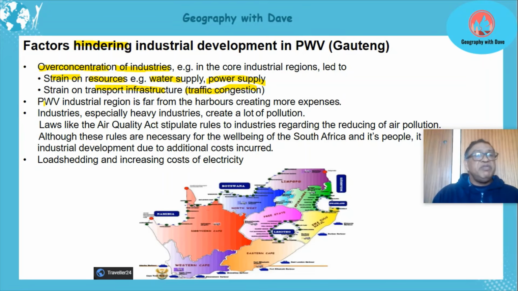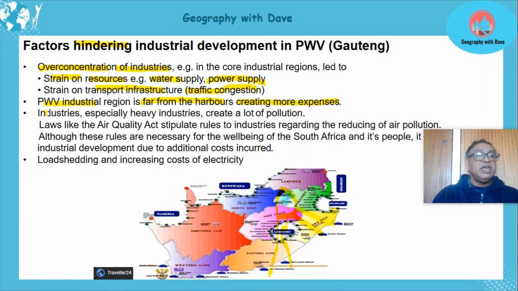The PWV industrial region is far from the harbors, creating more expenses. Now, learners, yes, there is a well-developed transport network leading to harbors like Durban. But if you look at it here, Gauteng, and then you have to move goods to the harbors. Don't look at the map distance, look at the real distance. Depending on where you are, it is approximately 600 kilometers to Durban Harbour, which is a huge distance and it's costly.